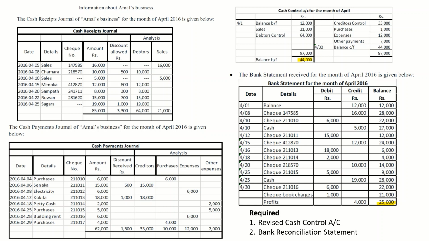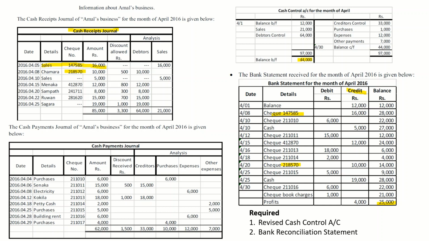So you need to find out the reason for this variation. In order to do that, first you need to compare the cash receipt journal and the credit column of the bank statement, because for the bank, customers are considered a liability, so all receipts will be credited. Both opening balances are the same. First, sales of 16,000 bearing check number 147,585 has been credited to the bank. Next, payment from a debtor of rupees 10,000 bearing check number 218,570 is also credited to the bank. Like this, you need to check each and every transaction and you will find out the causes.